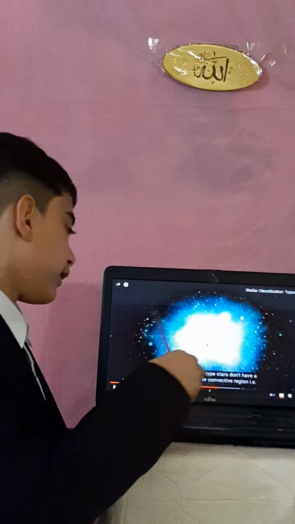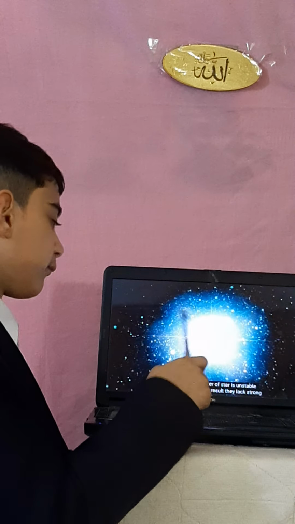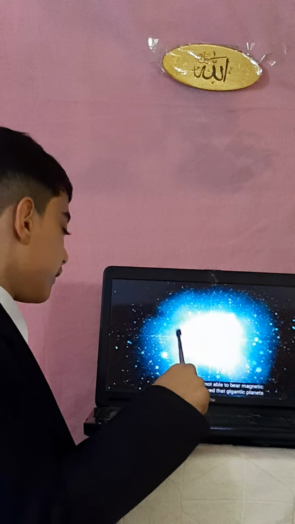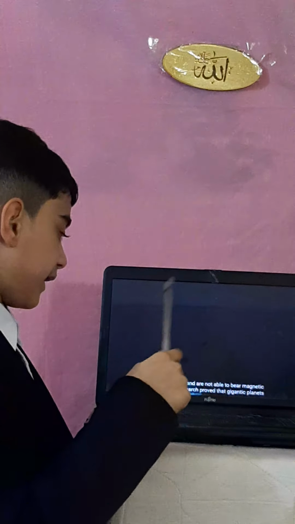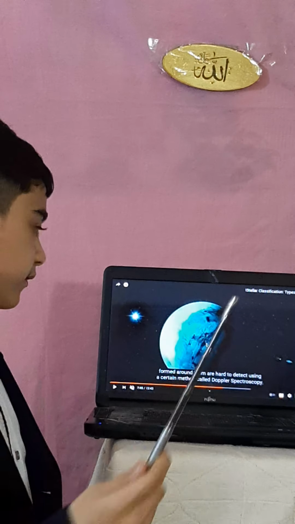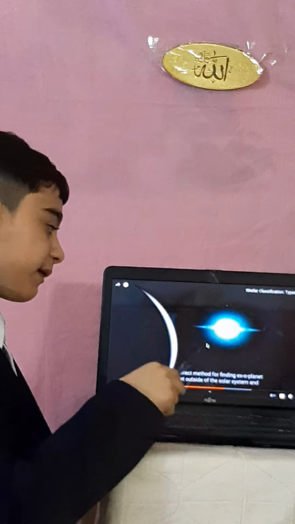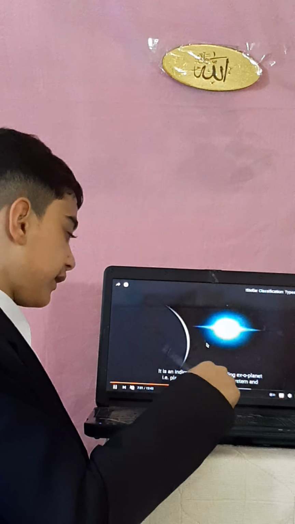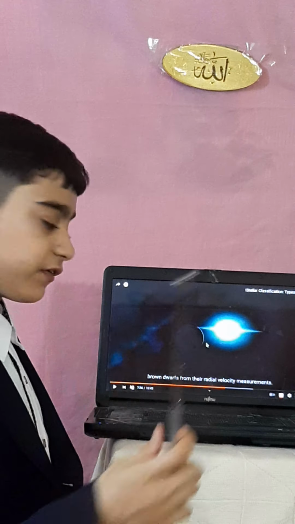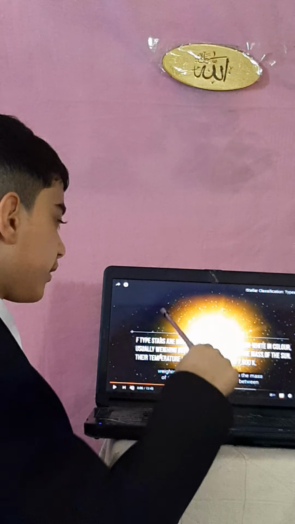A-type stars don't have a convective zone, i.e., a region where a layer of the star is unstable, and as a result they rotate strongly. Stellar winds are not able to bear a magnetic dynamo. Research proved that gigantic planets formed around them are harder to detect using Doppler spectroscopy, an indirect method for finding exoplanets, i.e., planets outside of the solar system, and brown dwarfs from their radial velocity measurements.